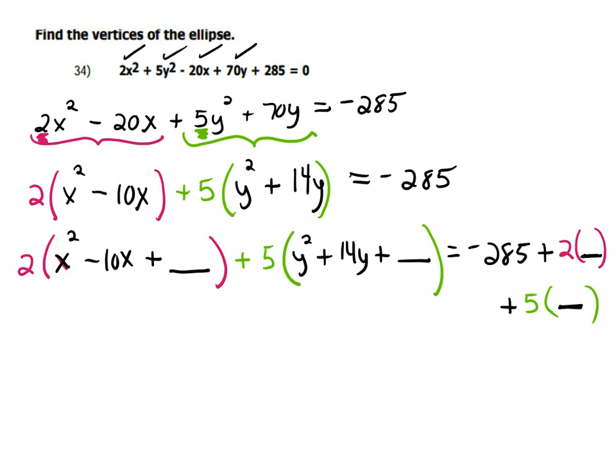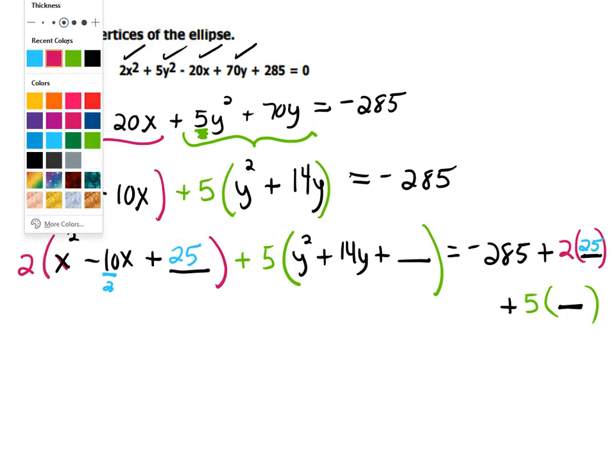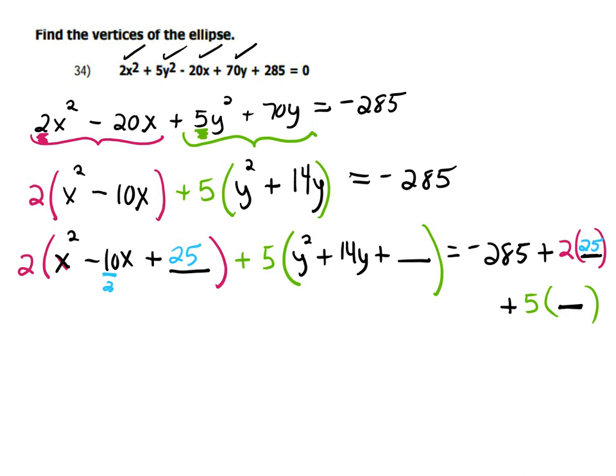And now we complete the squares. I'm hoping you remember this. Let's have a blue. You're going to take half of this 10, 10 divided by 2, that's 5, and 5 squared is 25. So I'll need a 25 here and a 25 there. And then on the other one, that orange, you're going to take half of 14, which is 7, and 7 squared is 49.